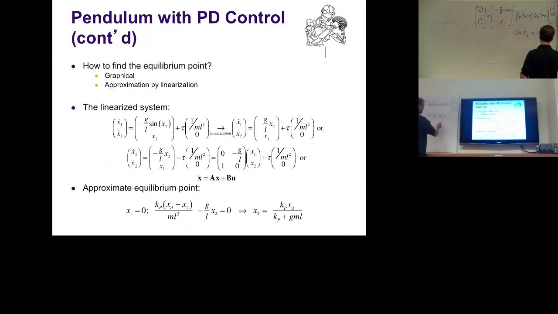And this is usually true for x2 roughly in the interval from minus 30 to plus 30 degrees. Okay? That's an approximation. You can try this out. You will see it holds fairly okay. So let's assume our desired or equilibrium point is in that particular range, so we can make a very simple linearization. That means we replace sine x2 with x2 everywhere.